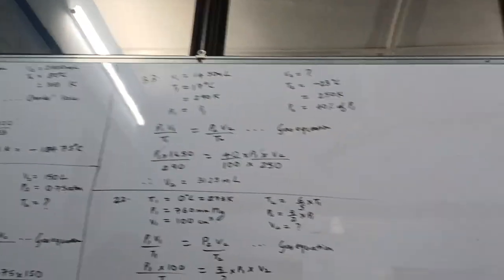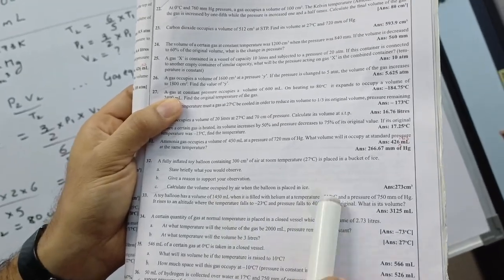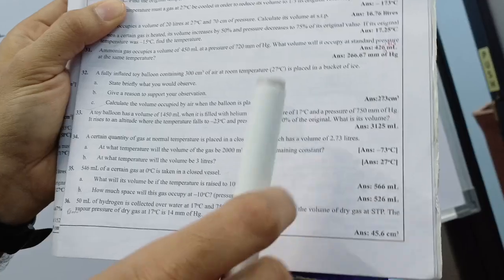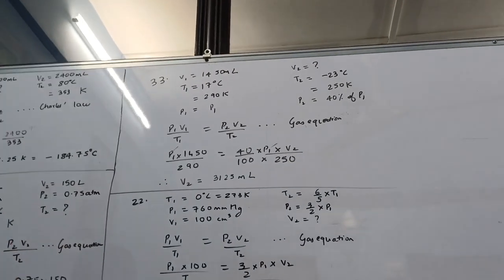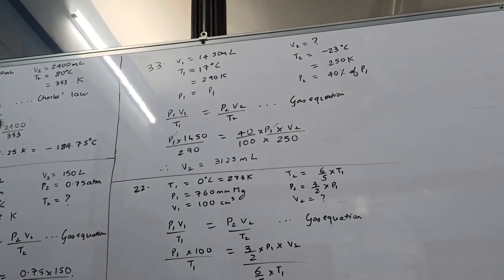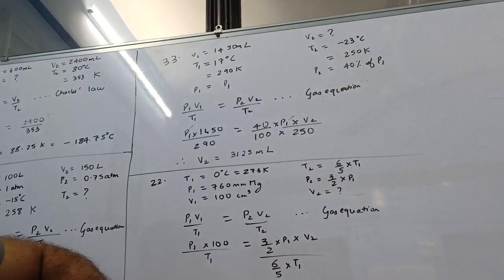33rd sum. A toy balloon has a volume of this much. It is filled with helium at a temperature of 17 degrees Celsius. Pressure is given. The new temperature and new pressure are given. Find the new volume. Pressure falls to 40%, not by 40%. If the pressure had fallen by 40%, I would have said that the new pressure is 60% of P1. But no, here it has fallen to 40%.